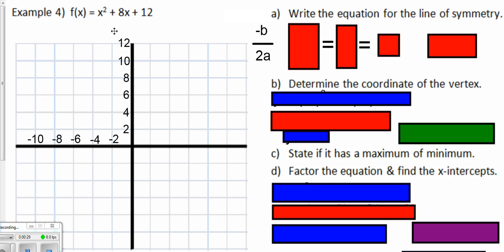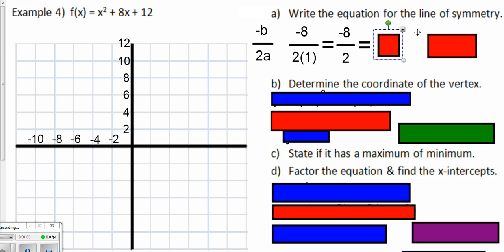So for this example number 4, we've got f of x, which remember is kind of like y. Y equals x squared plus 8x plus 12. First off, we need to write the equation for the line of symmetry. Remember, that's our negative b over 2a. Start replacing things. B was this positive 8, so negative b is going to be negative 8. A, there's nothing outside of this x squared, so it's 1. So 2a means 2 times 1. Simplify it down, negative 8 over 2. Negative 8 divided by 2 is in fact negative 4. So the equation would be x equals negative 4.